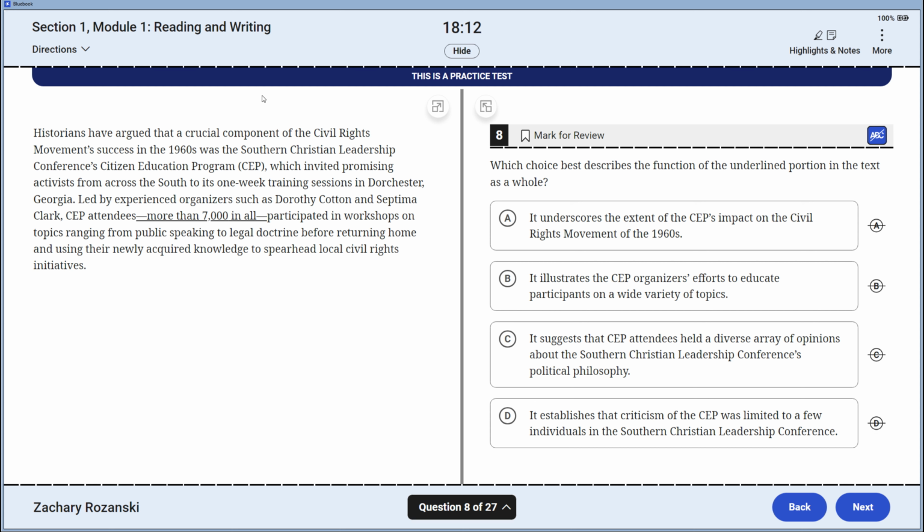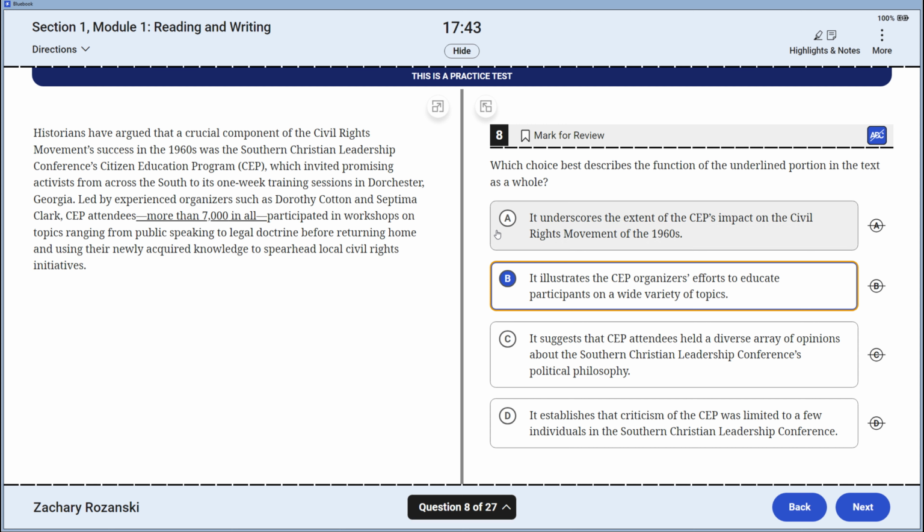What's the function of the underlined portion in the text as a whole? Wow, okay, more than 7,000 in all. I'm not even going to summarize that. Let's just start fighting our fights. It underscores the extent of CEP's impact on the civil rights movement, maybe. It underscores the extent of the impact. They had 7,000s, sure. It illustrates CEP organizers' efforts to educate participants on a wide variety of topics. Maybe. I interpreted the 7,000 to be people from this one, but maybe it means something else.